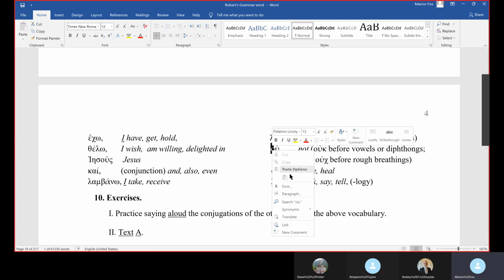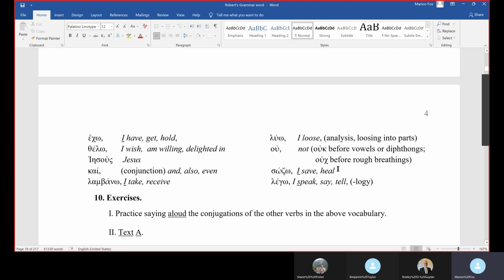Here's another word that's not a verb. This is the word ou. Ou is the word not or no, sometimes translated no. And there are two Greek words for not, to deny something. This one always goes with the indicative mood. And the indicative mood is a statement of a fact. So this negation here denies a fact.